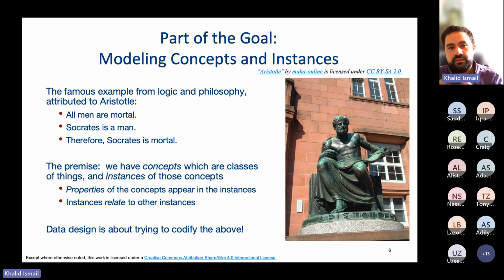Okay, so you can think about the logic and the philosophy behind the concept and instance. If all men are part of the mortal concept or class, sometimes we call it a class, and Socrates is part of the man class, then simply Socrates is mortal. Okay, so the premise here is that we have concepts, which are classes of things, and instances of these concepts.